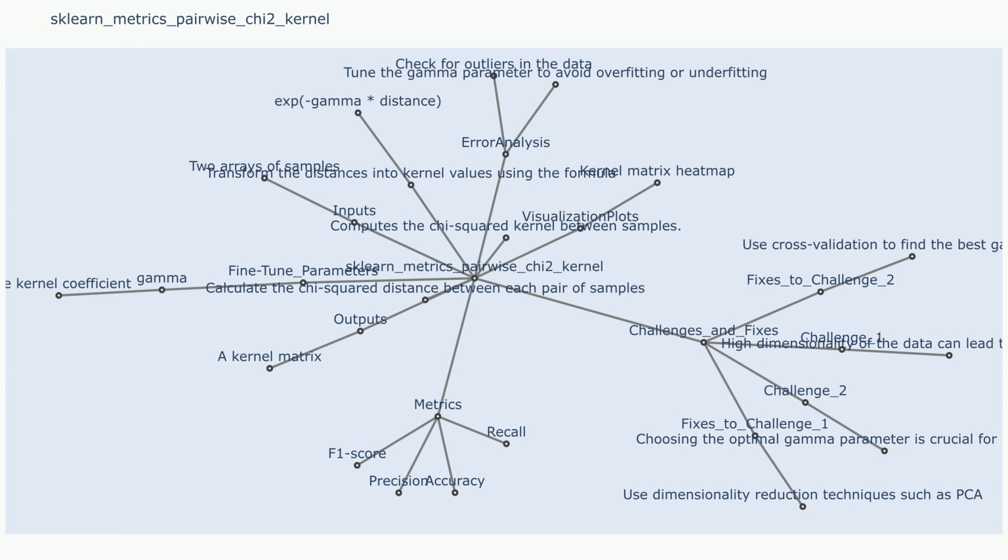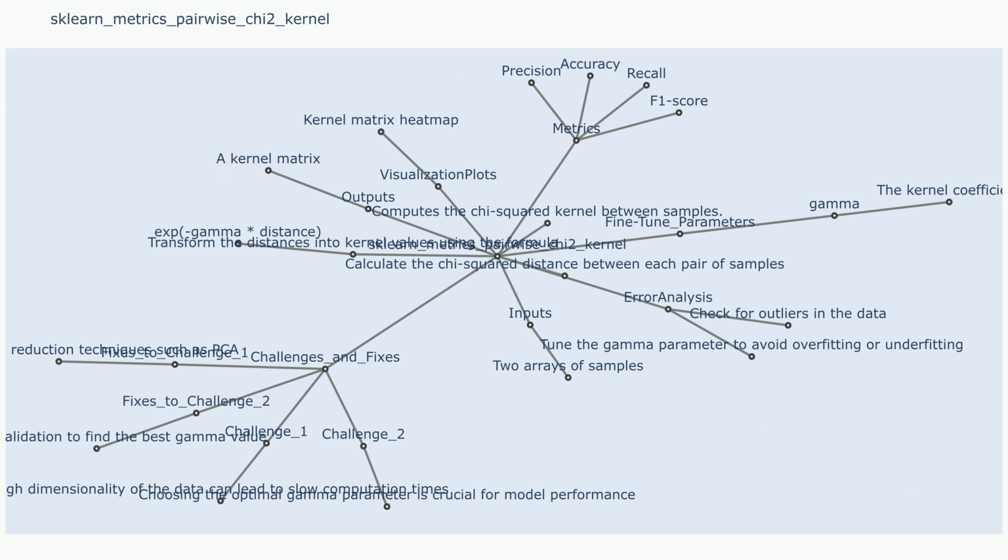Fixes: feature selection. Reduce the number of features (bins) by applying feature selection techniques. This can significantly speed up the computation. Dimensionality reduction. Apply dimensionality reduction techniques such as PCA or t-SNE to the histograms before computing the kernel.